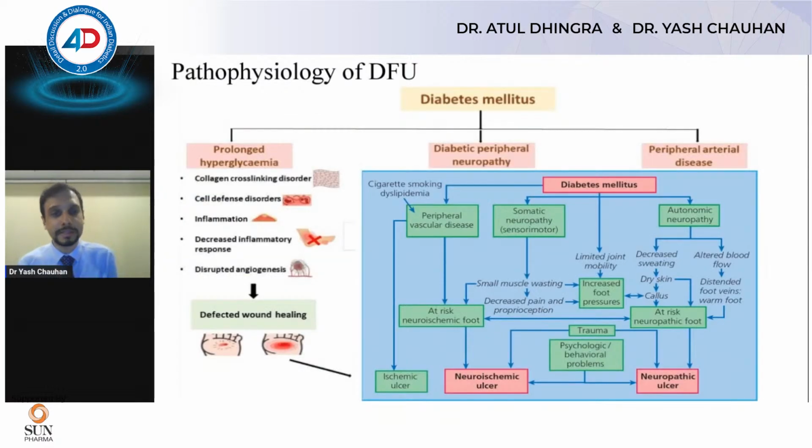So, how does this diabetic foot ulceration actually happen? Like I said, there are three major things that are causing this diabetic foot ulceration. The first and the most important thing is hyperglycemia, and early control of hyperglycemia early in the disease, at the time of diagnosis, well controlled diabetes reduces the chance of complications later in the disease.